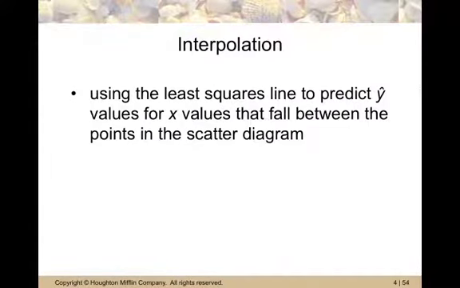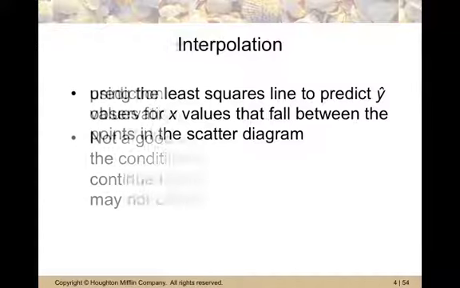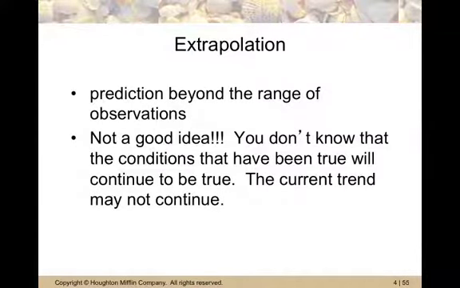Sometimes you're going to hear some of this vocabulary. Interpolation is using the least squares line to predict y hat values for x values that fall between the points in the scatter diagram. Extrapolation is predictions beyond the range of the observations. It's not a good idea because you don't know if the conditions that have been true will continue to be true. The current trend may not continue. So you don't want to go far outside of the original range of x values.